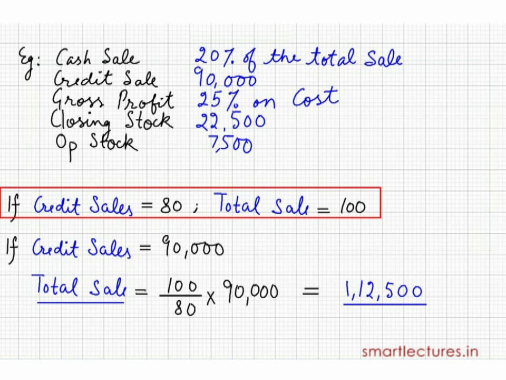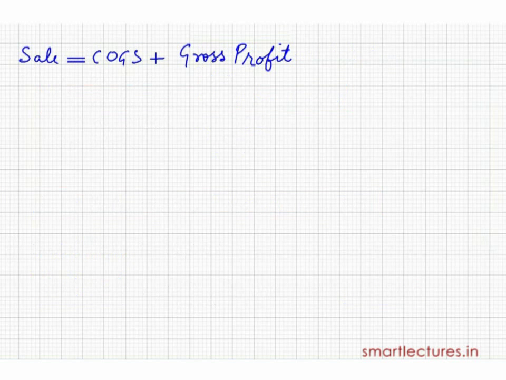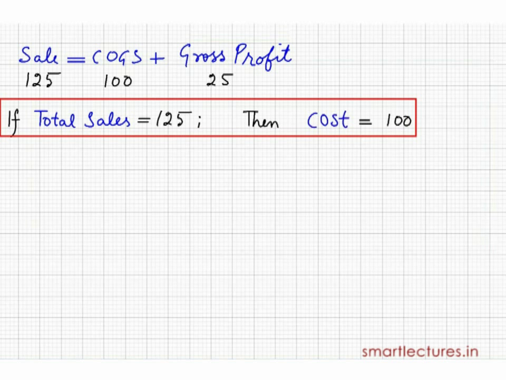So one thing is clear, that our total sales are 1,12,500, but we are looking for cost of goods sold. Sales we have got. Now we have to look for gross profit. It's clearly given gross profit is equal to 25% on cost. Sales is made up of cost of goods sold and gross profit. Suppose our gross profit is 25 and cost is 100, because gross profit is 25% of cost. It means if the cost is 100, gross profit is 25. So total sales will be 125. It means if the sales is 125, then the cost is 100.